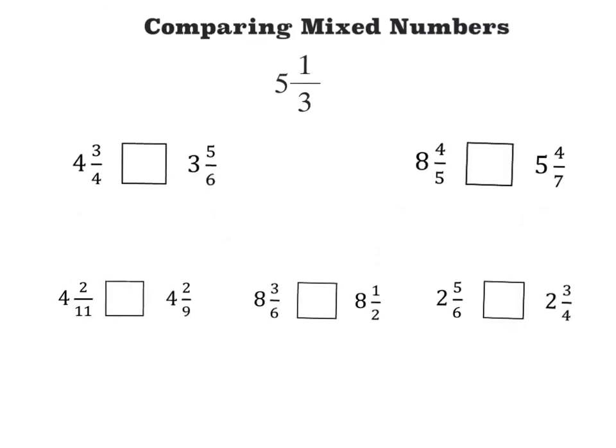Now we are going to look at comparing mixed numbers. Let's review really quickly what a mixed number is comprised of. So this first part of a mixed number is the whole amount, and the 1/3 is the fractional part. So if I'm thinking of pizza, if I have 5 1/3, that means I have 5 whole pizzas and 1/3 of another pizza left over.